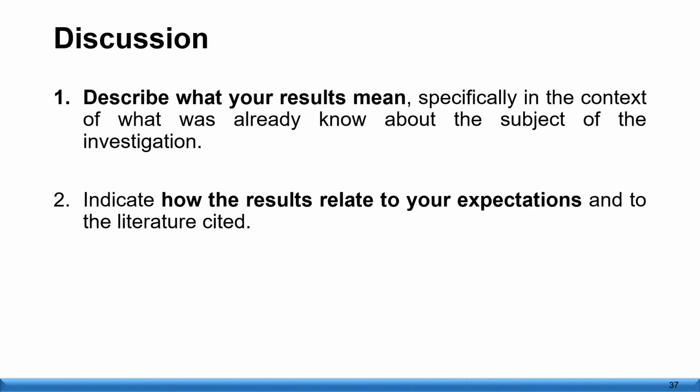Next will be your discussion. The discussion describes what your result means, its specification in context, and what was already known about the subject of the investigation. Then you need to indicate how the result relates to your expectation. That means you have your literature review, so of course you must have some expectation of the outcome of your project. So you can discuss that.